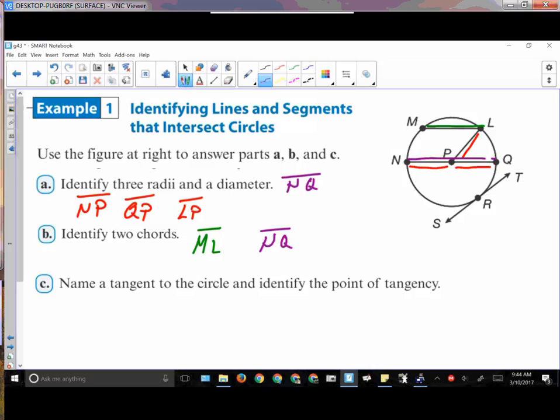What about a tangent? What is the tangent line going to be to this thing? Well, the tangent line is going to be right here. That is going to be ST. Because it's a line, make sure that you identify it as such. And what is its point of tangency? Well, that's just going to be point R. That's all we have to do, just identify what those bits and pieces are.